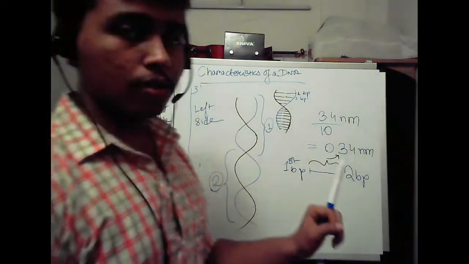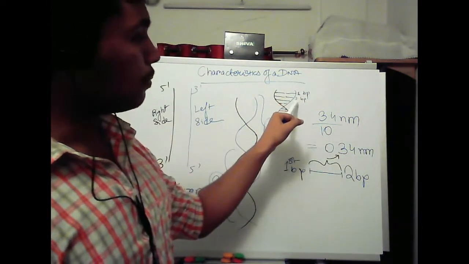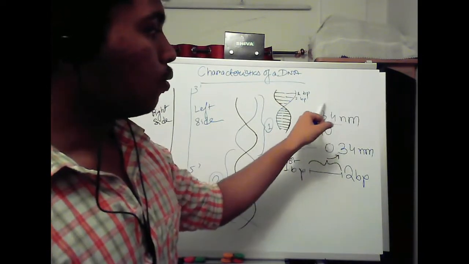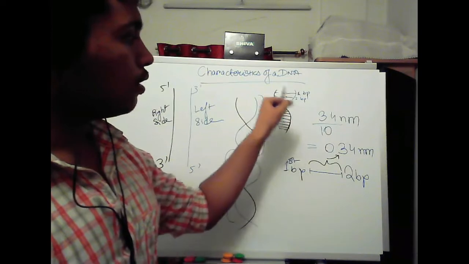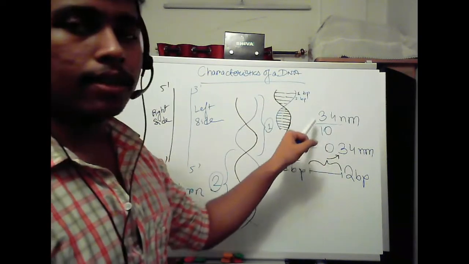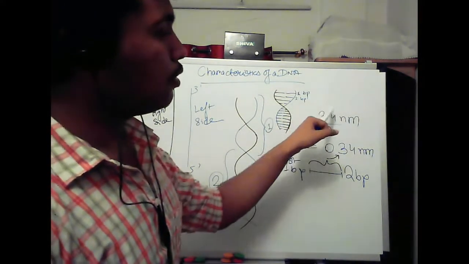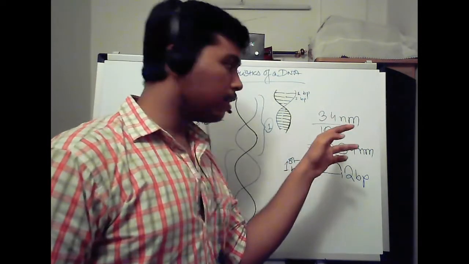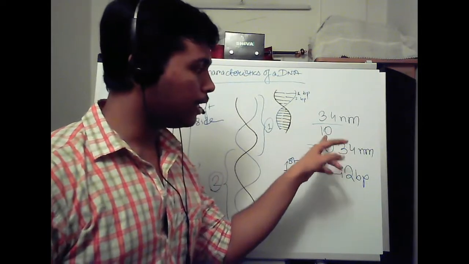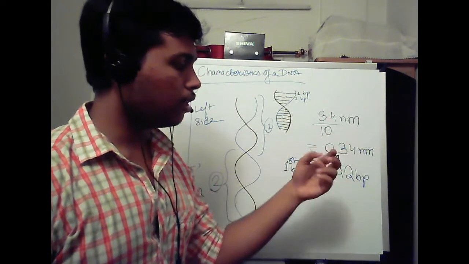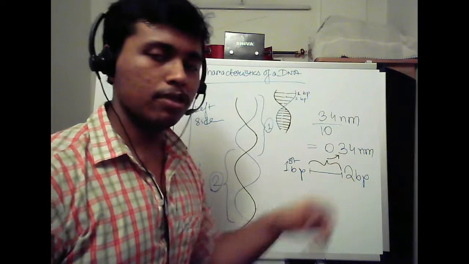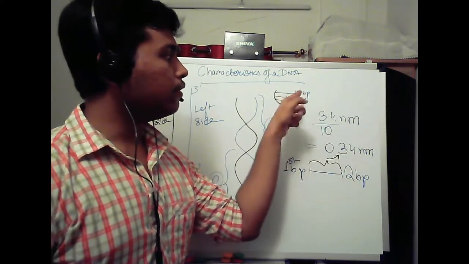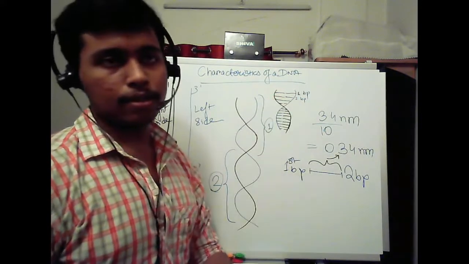So now we know the distance between two base pairs can be worked out by dividing the total length of the pitch by the number of base pairs it houses. So 3.4 nanometer is the length of the pitch, and the number of base pairs is 10. We divided the length by the number of base pairs situated, and we got 0.34 nanometer, which serves as the distance between the first and the second base pairs.